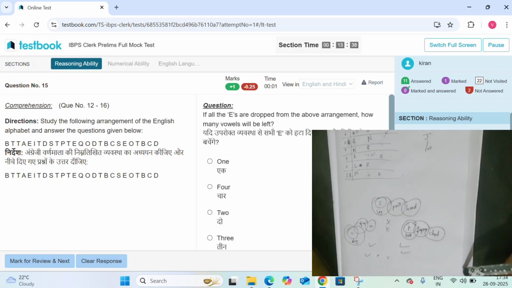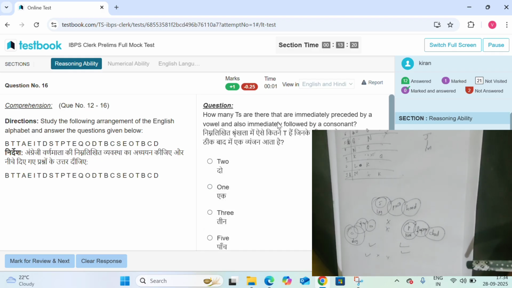If all the E's are dropped from the arrangement, how many vowels will be left? E. Okay. One, two, three, four.